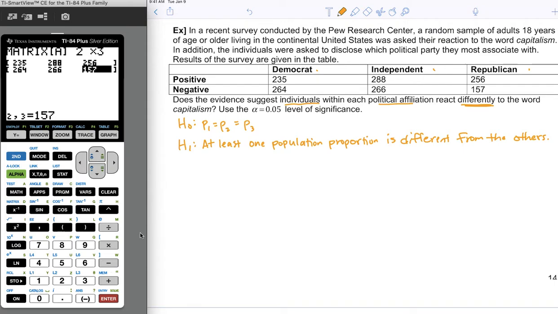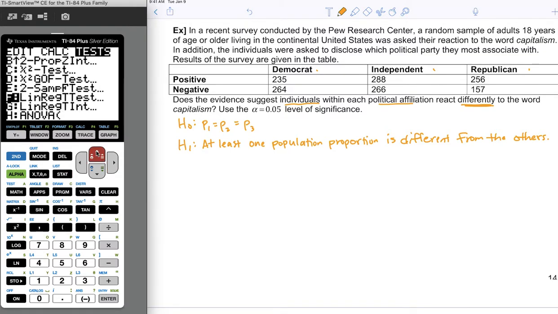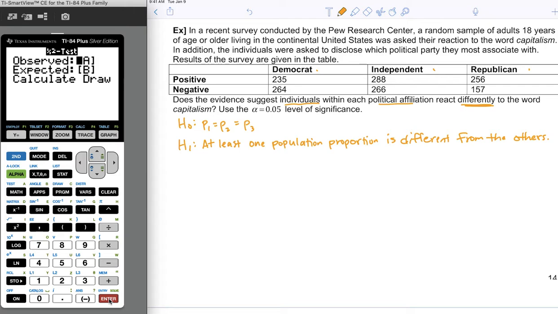Okay, so now we've finished the matrix. Let's go to our STAT tests. And I'm going to go to the chi-square test. And these can stay the same. We'll go down to calculate to get the p-value.